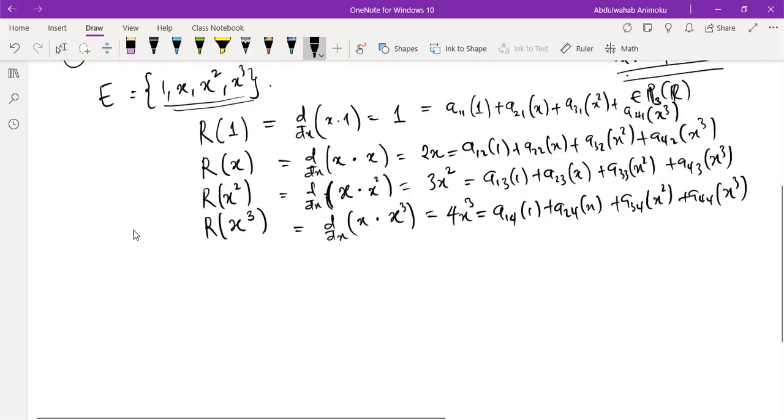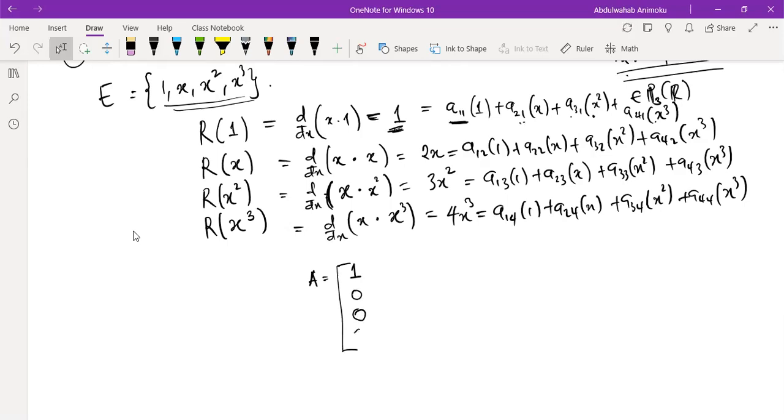Now looking at this, all we need to do now is to compare the coefficients. So compare the left-hand side with the right-hand side. As you can see, in the left-hand side here, we only have 1, right? Which means the coefficients of x, x squared, and x cubed are all 0, right? So we can get that basically. So let's start forming our matrix of transformation. So for the first set, we know that what? To get 1, we just need A11 to be 1, and then the rest of the coefficients must be 0. So therefore, A11 would fill this space, A21 would be 0, A31 would be 0, A41 would be 0.